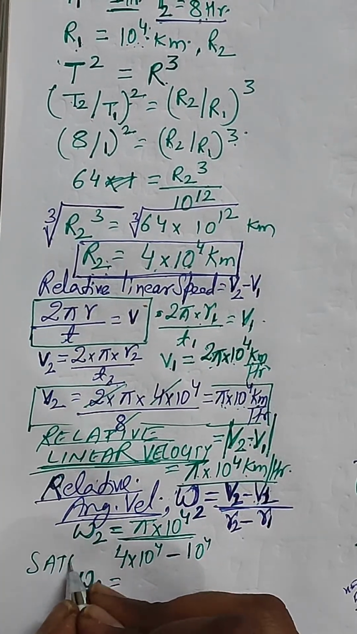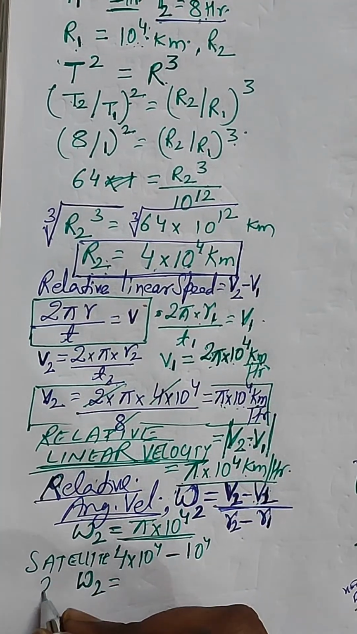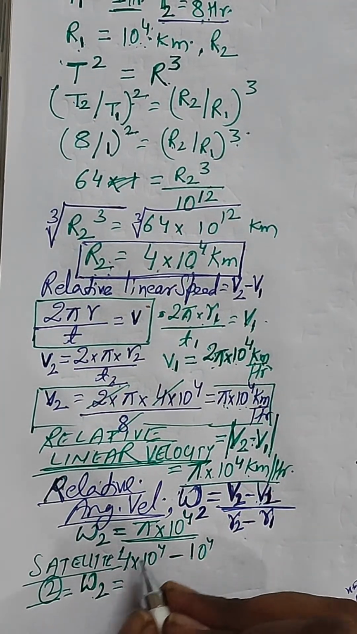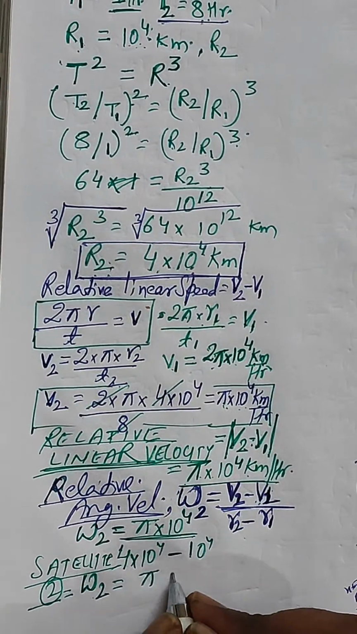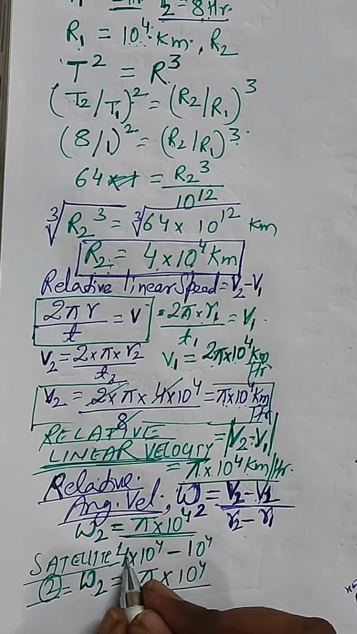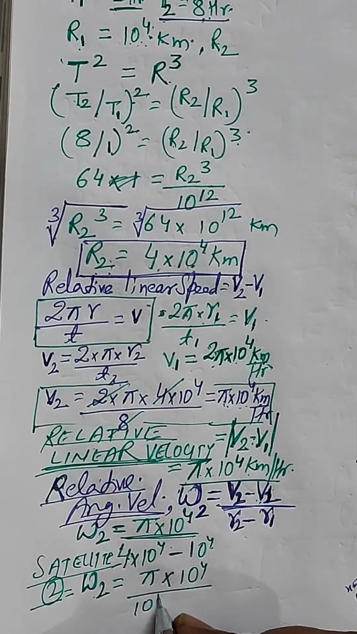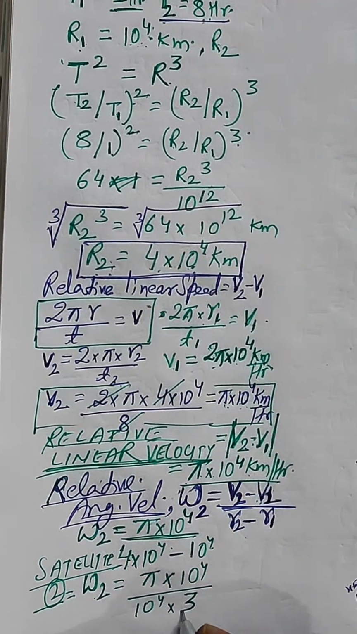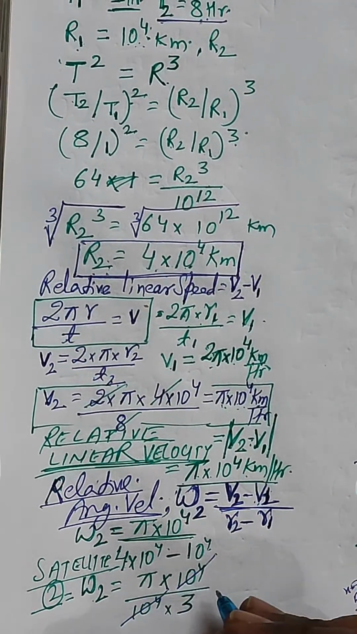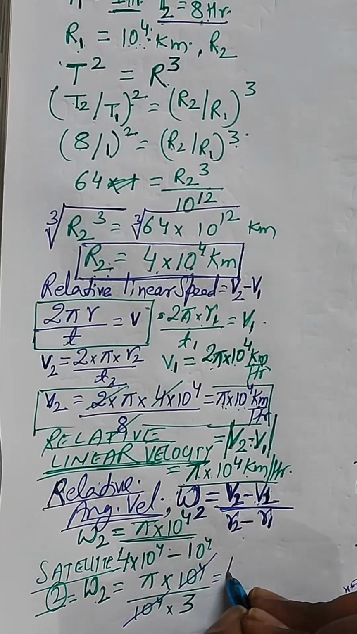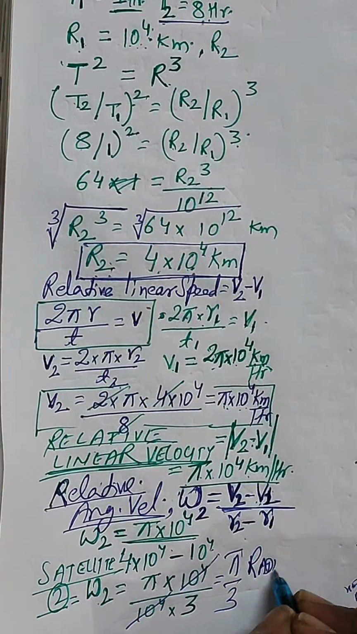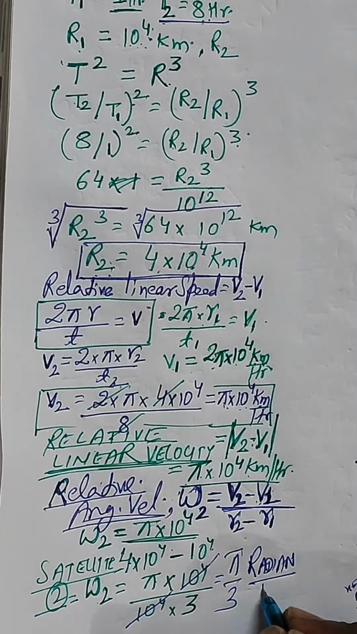This is for satellite number 2. This is omega 2, which is equal to pi into 10 power 4 divided by, if 10 power 4 is taken common over here, 4 minus 1 will be 3, right? So 10 power 4 will be cancelled out. So this will be giving you pi by 3 radian per hour.